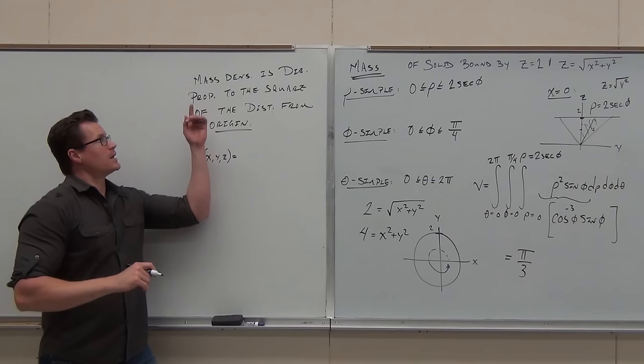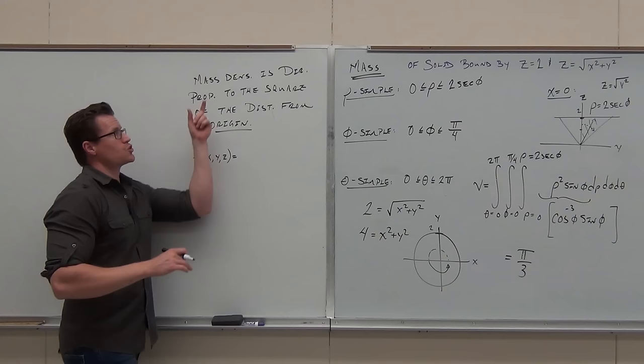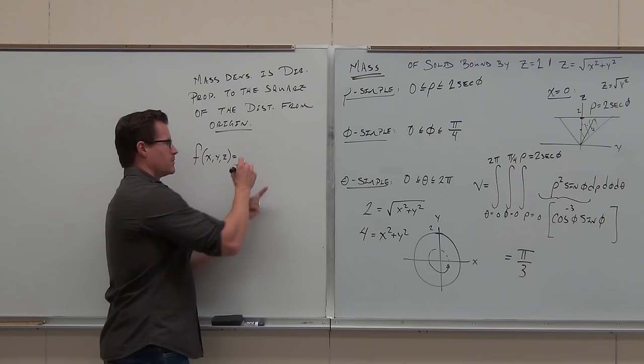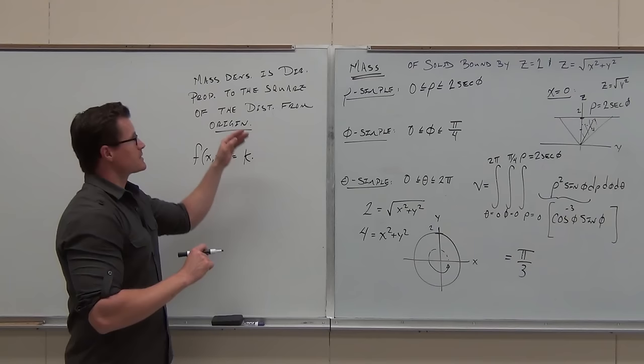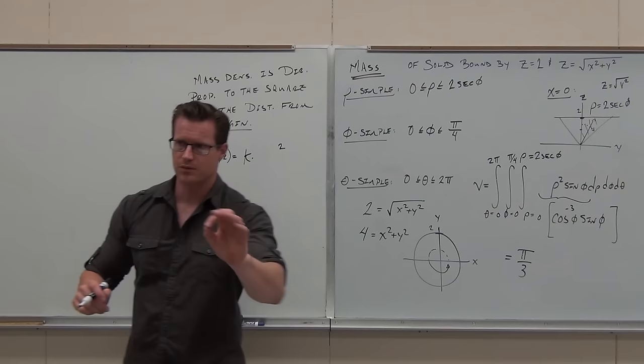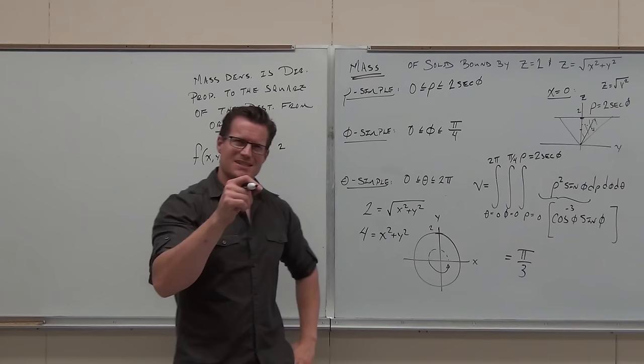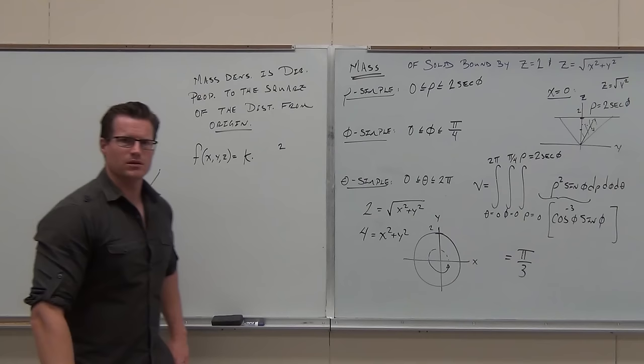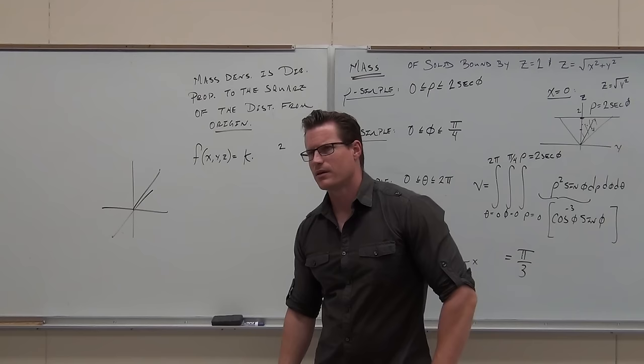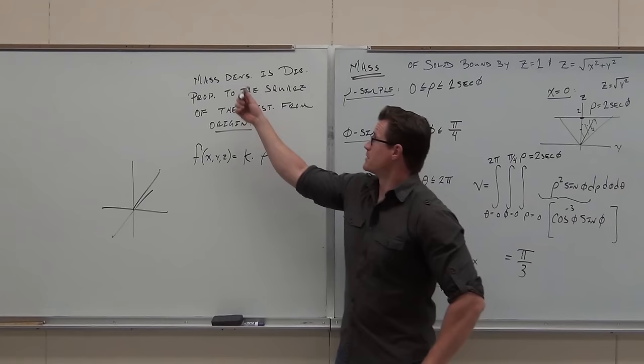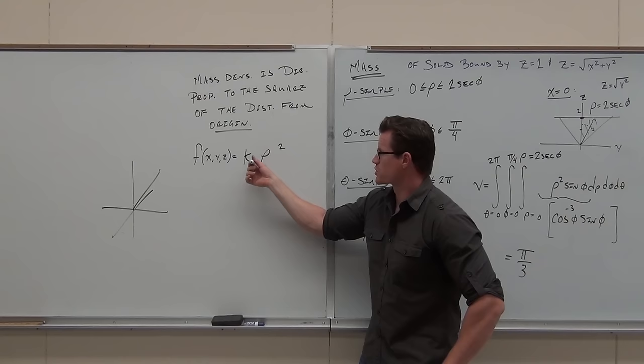If the mass density is directly proportional, you know this, because we just went through it. What do I need? I need a K times something. K times what? K times the square of, so it's going to be a power 2, not a square root. The square of the distance from the origin to the point. What gives you the distance from the origin to the point? That is the mass density being directly proportional to the square of the distance from the origin, which is rho.